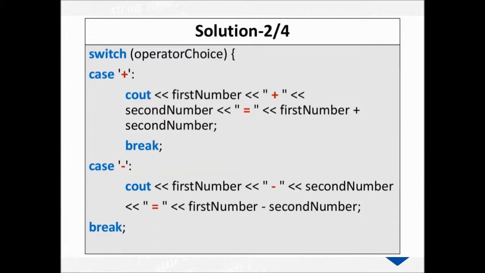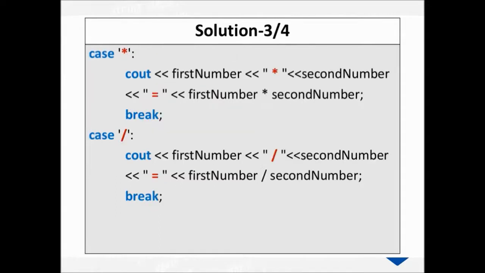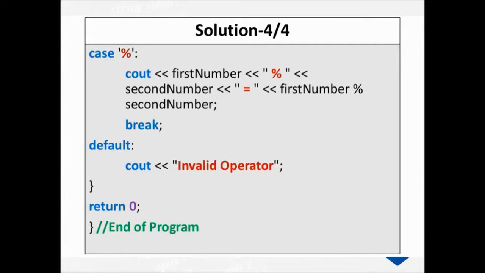If this is not the case, then we enter into the second case, which is the subtraction case. In the subtraction case, we subtract the second number from the first number. If that is false, then we enter into the multiplication case and we multiply first number with second number. If this case is false, then we write another case for the division. In this case, we divide first number by second number, and for the remainder, we have a remainder case which shows us the remainder after dividing first number by second number.